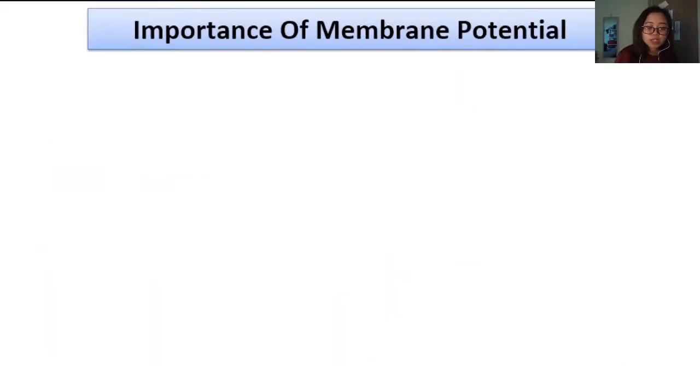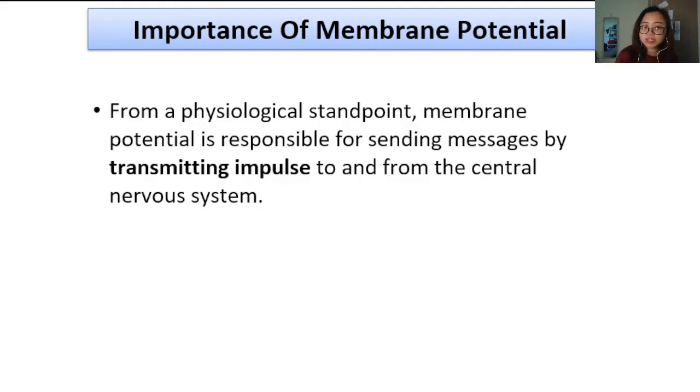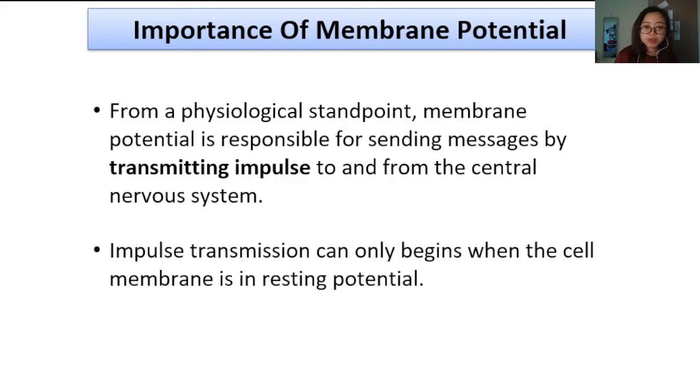The importance of membrane potential. From a physiological standpoint, membrane potential is responsible for sending messages by transmitting impulse to and from the central nervous system. Impulse transmission can only begin when the cell membrane is in resting potential. Maksud slide ini adalah disebabkan ada membrane potential, dengan itulah kita punya neuron boleh sampaikan maklumat dari central nervous system kepada tempat-tempat lain. And this impulse transmission, this message can only send when the cell membrane is in resting potential. So kita mesti start dengan tiada apa-apa, baru kita boleh start menyampaikan message.